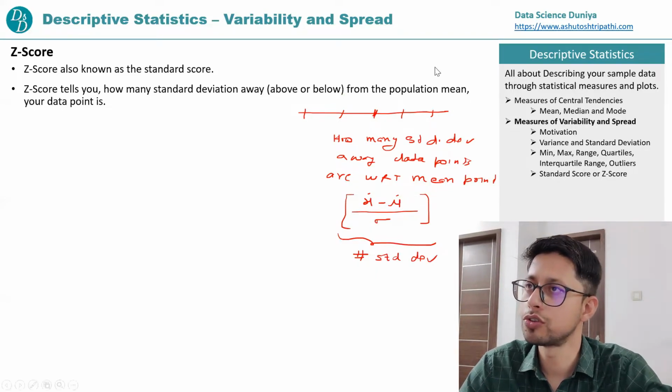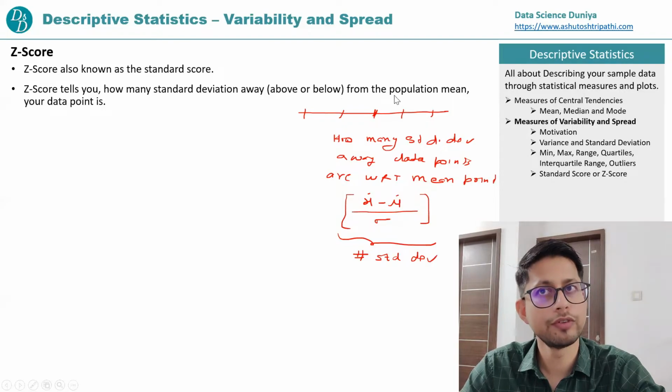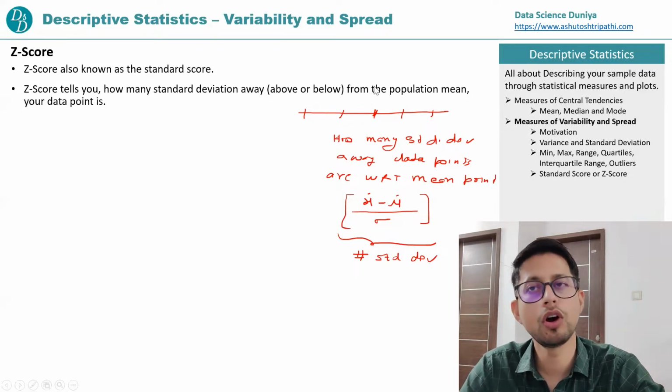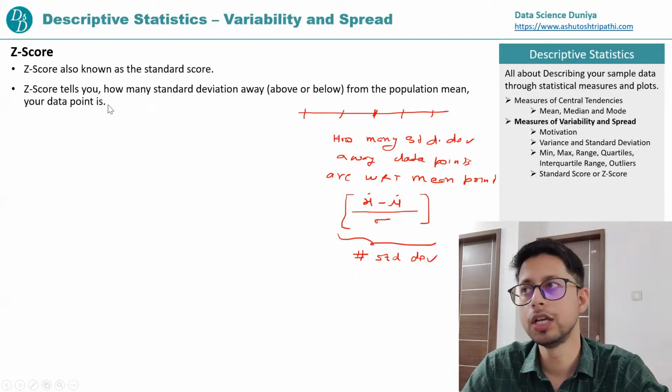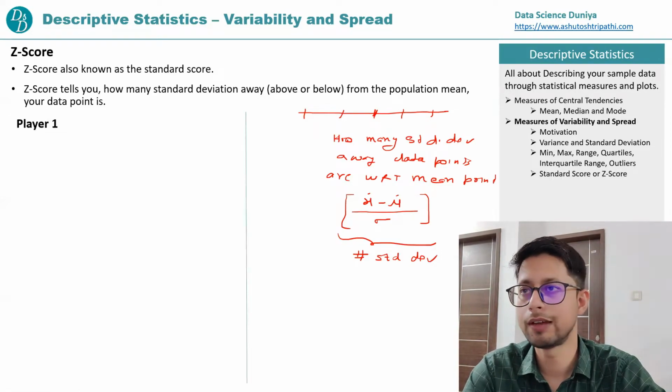Z-score, also known as standard score, tells you how many standard deviations away, above or below, your data point is from the population mean, or the sample mean if you are talking about a sample. Okay, so let's understand with the help of examples.